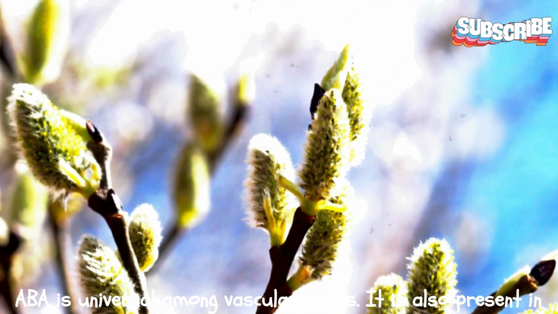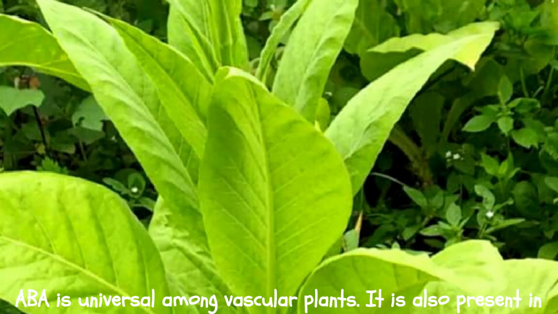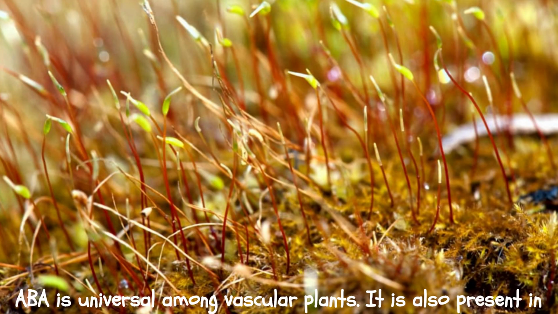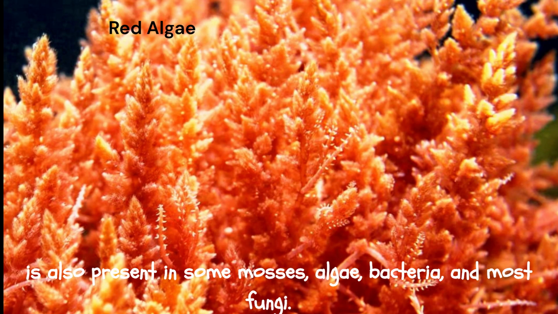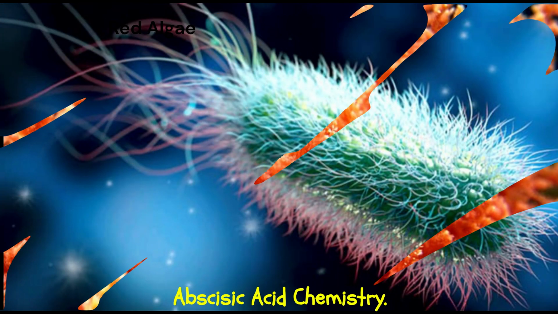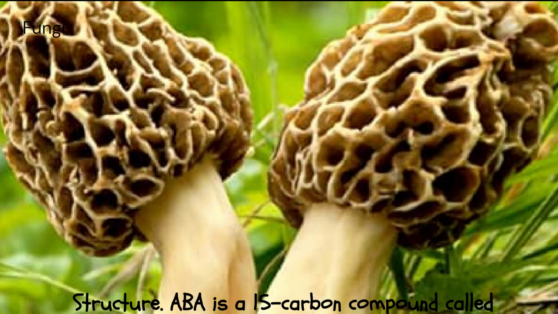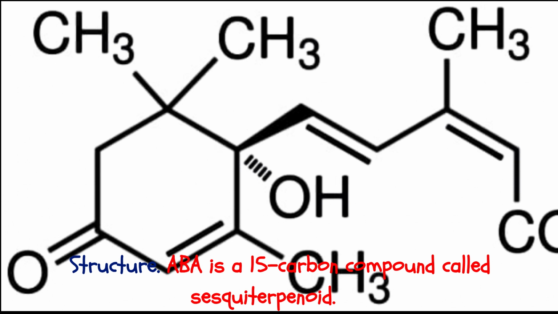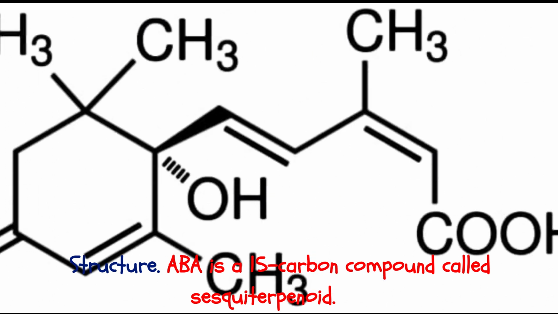Presence of abscisic acid. It is universal among vascular plants. It is also present in some mosses, algae, bacteria, and most fungi. Abscisic acid chemistry. Structure. Abscisic acid is a 15-carbon compound called a sesquiterpenoid.